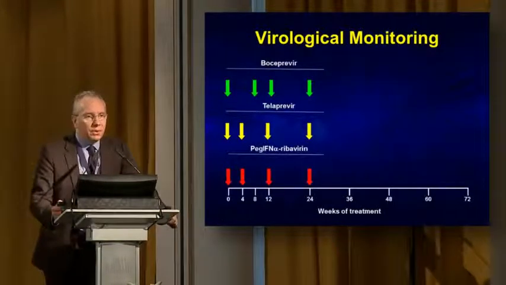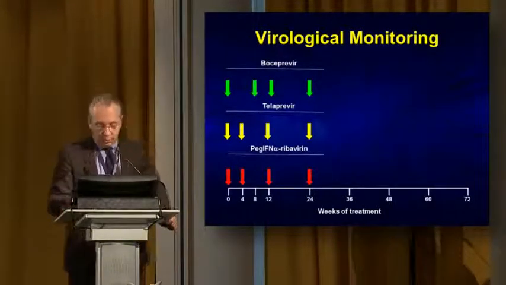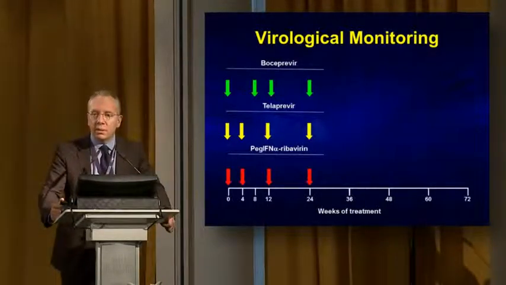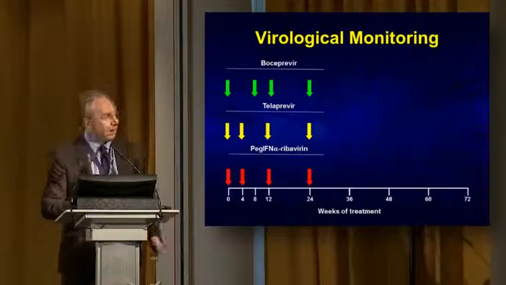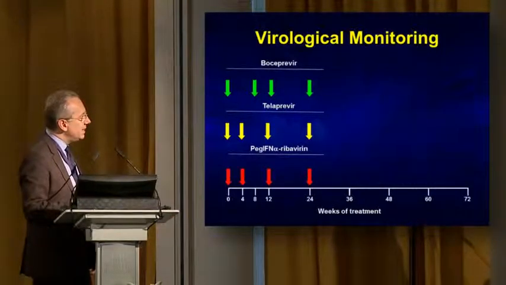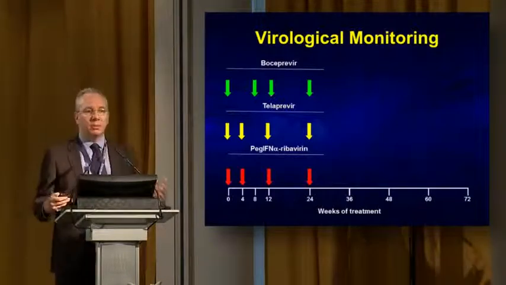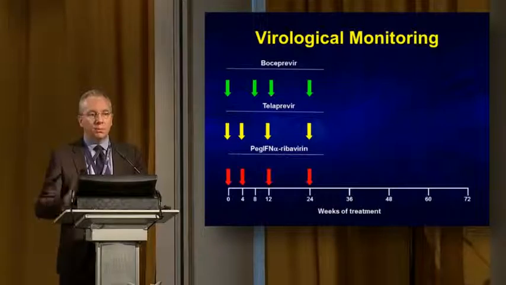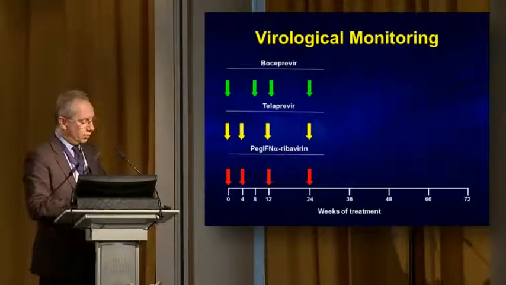What about boceprevir? Boceprevir is a little bit different. The reason is that for boceprevir there is a lead-in phase. The lead-in phase is 4 weeks of interferon ribavirin. Therefore, the assessment will be done at baseline. The second assessment is done at week 8, which is week 4 of boceprevir administration. 4 weeks of lead-in plus 4 weeks of boceprevir, week 8. Then week 12 and week 24.